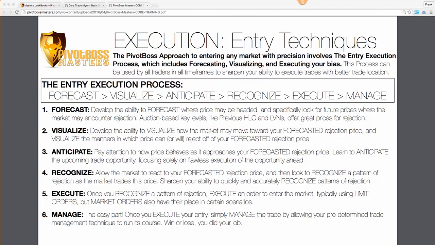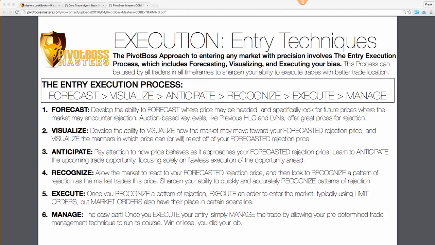So when it comes to triggering entries, I have something I call the execution process that I go through. And the Pivot Boss approach to entering any market with precision involves this entry execution process, which basically includes forecasting, visualizing, and executing your bias. This process can be used by all traders in all time frames to sharpen your ability to execute trades with better precision. And the entry execution process is really, again, what I talk about all the time.